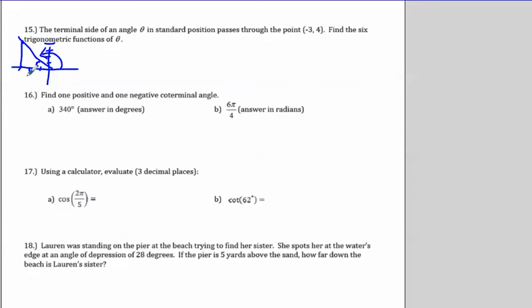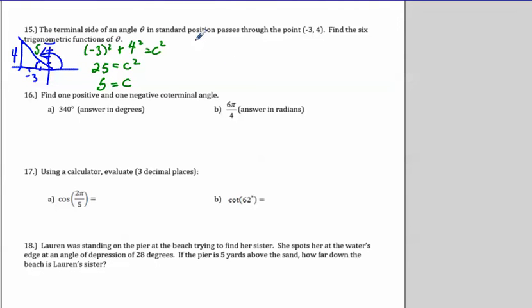So I have -3 and I have 4. So you can do Pythagorean theorem, and you can find your hypotenuse here. So I'm going to switch colors, and I have the square of -3 plus the square of 4 equals c squared. And as you might have suspected, when you solve this, you're going to get 5 because it's a 3, 4, 5 triangle. So this is 5. So now it says find the 6 trig functions.